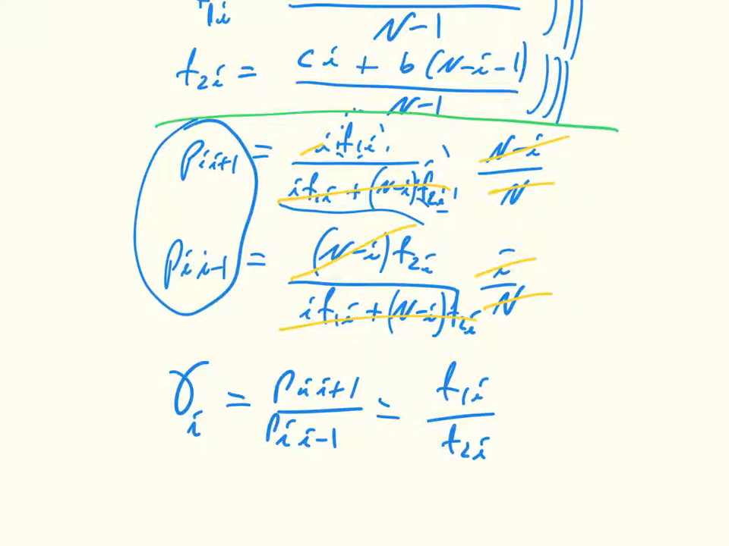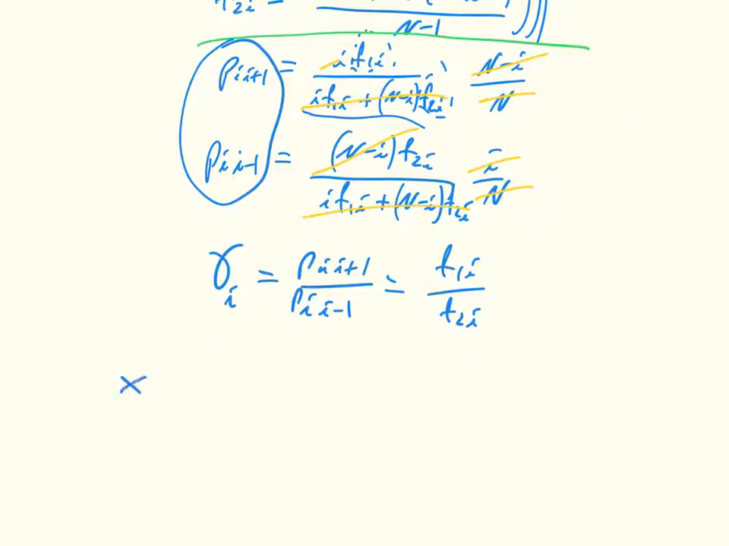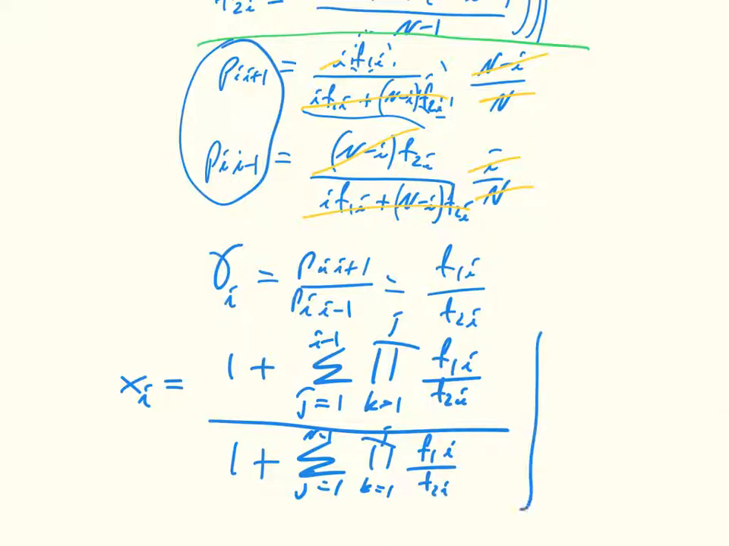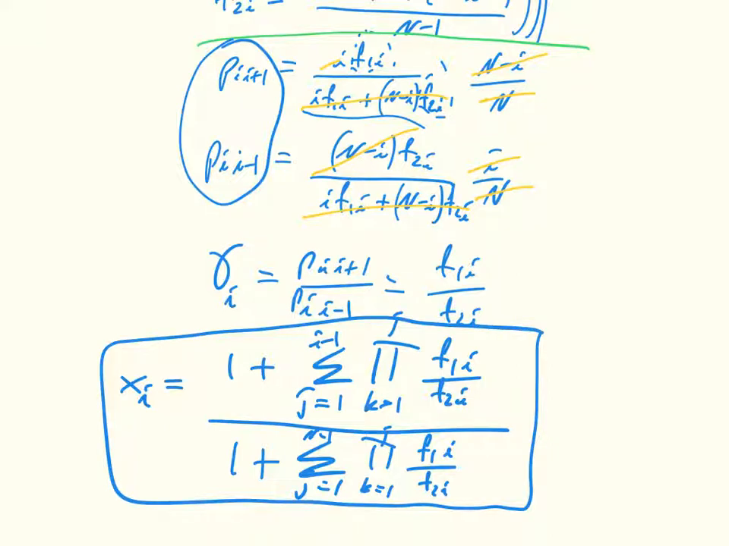And so we can write down, using the theorem, that xi, the probability of the first type becoming fixated if we have i individuals of the first type, is given by 1 plus the sum from j equals 1 to i minus 1 of the product from k equals 1 to j of f1(k) divided by f2(k), divided by 1 plus the sum from j equals 1 to n minus 1 of the product from k equals 1 to j of f1(k) over f2(k). And that gives the general formula for the fixation probability of the individual of the first type.